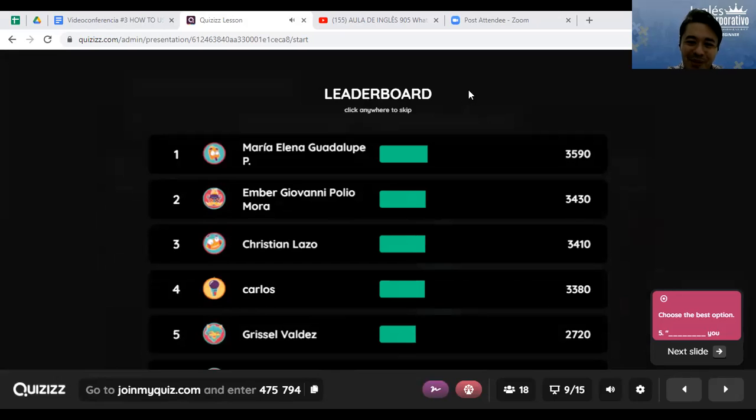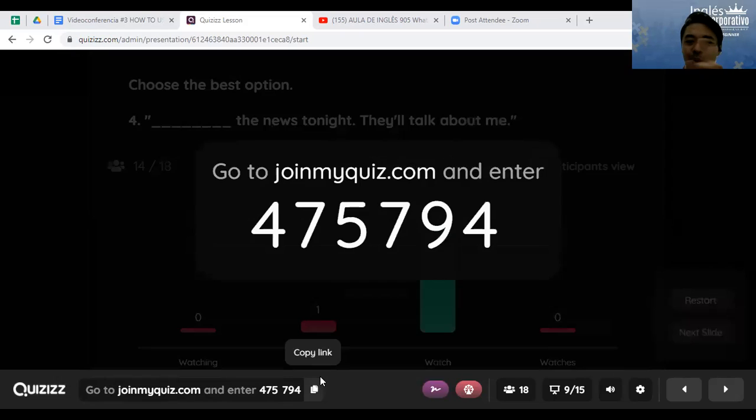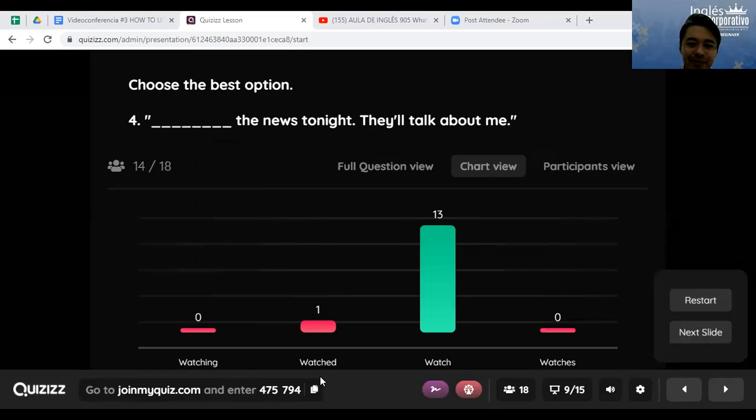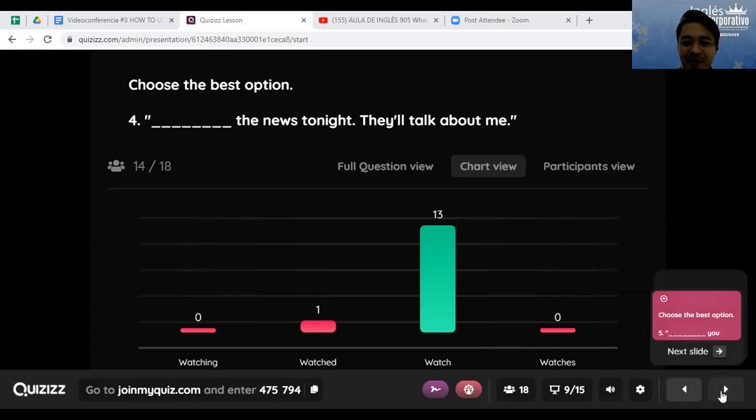Very good, same positions, nice. So we have, excellent. Watch the news tonight. I'm telling my friend maybe or my family, right? Hey, watch the news tonight. You'll talk about me. Remember, it is the base form of the verb. Not simple past, ing, no future, nothing. Just the base form. Next one.